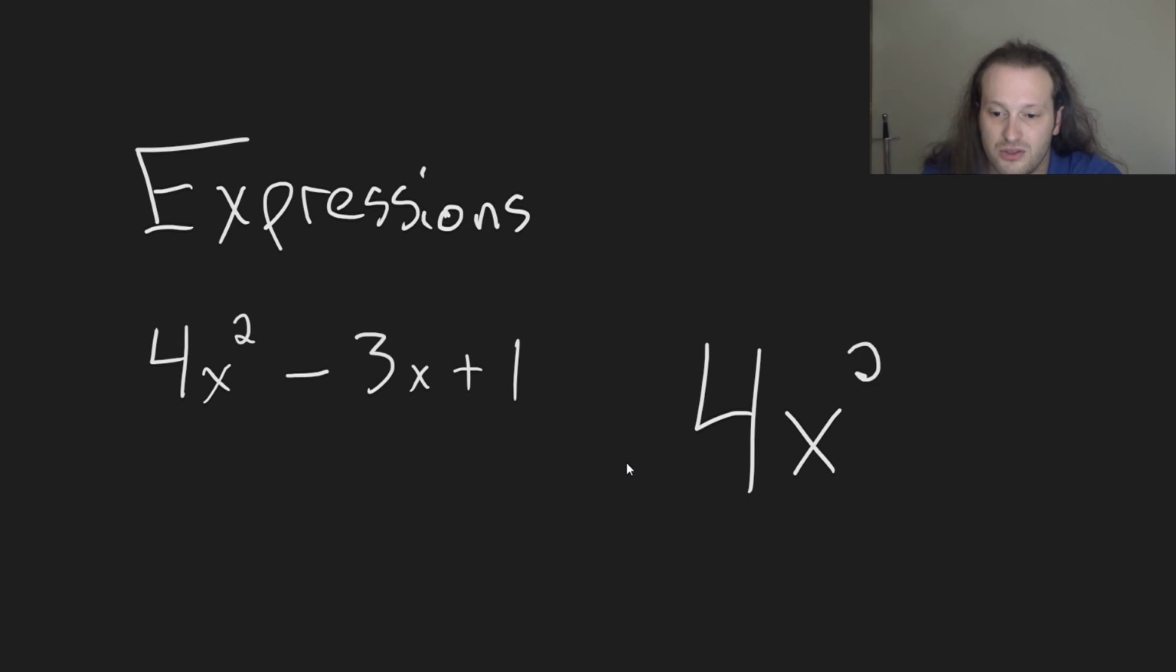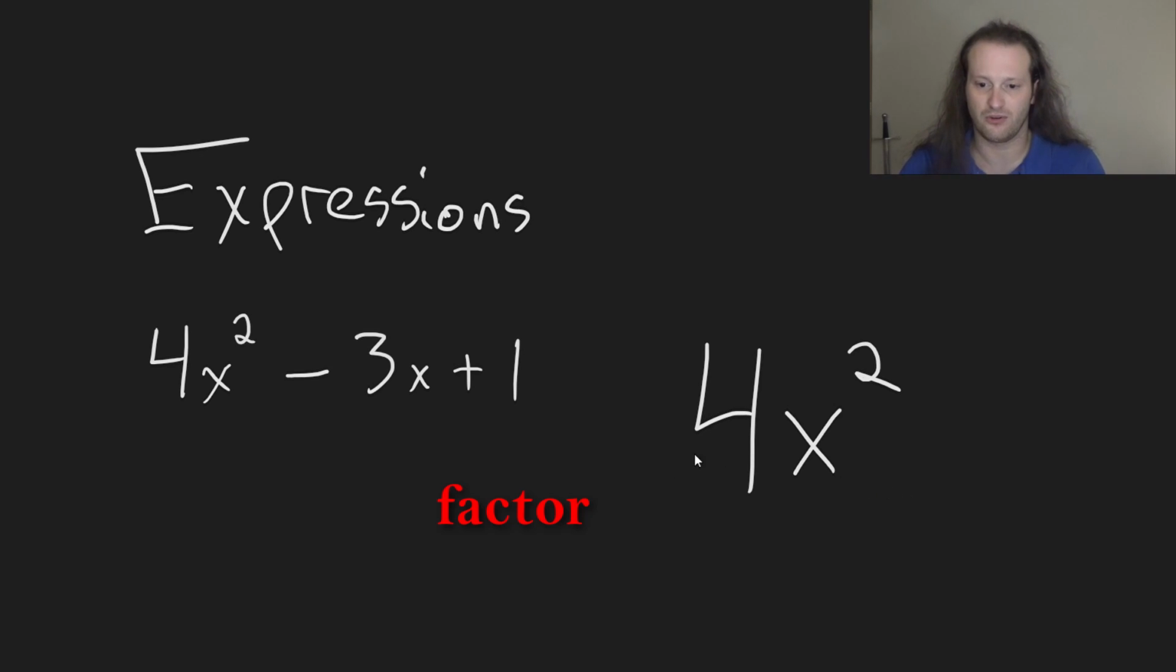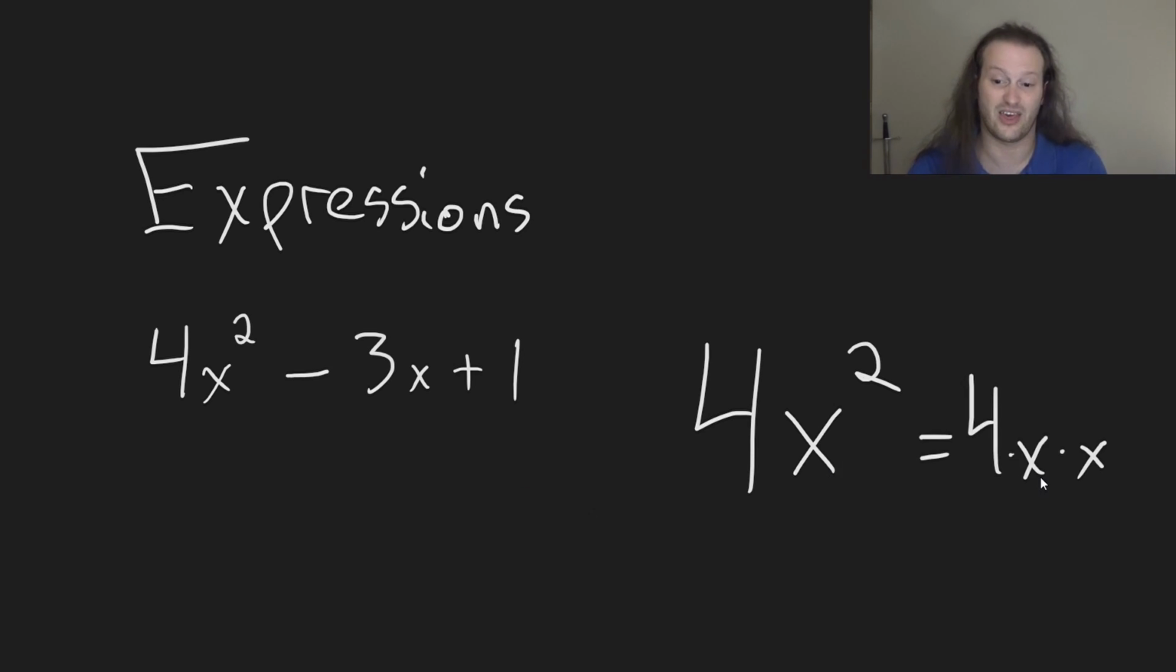So let's take a look at 4x squared. The factors of a term are the things that are being multiplied together. So 4 is a factor, x is a factor. There's two x's in here technically. The coefficient of a term is whatever constant number is being multiplied by the variables.